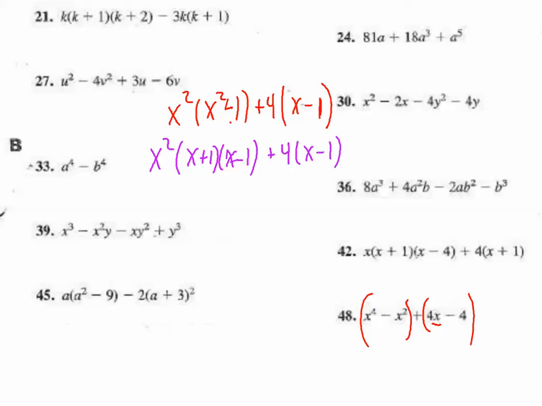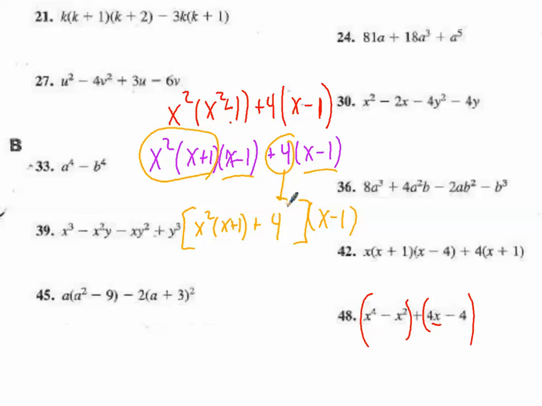Now, you'll notice, just like some of our previous problems, we have a similar term here. So we have our x minus 1. And what am I multiplying that x minus 1 by? Well, I'm multiplying x squared times x plus 1 over here plus 4. And that's the plus 4 right there. So then, what am I going to do?